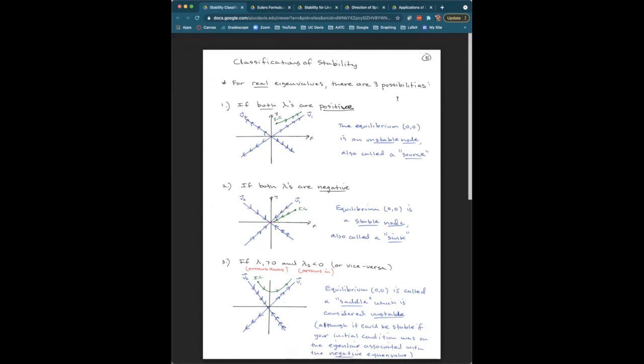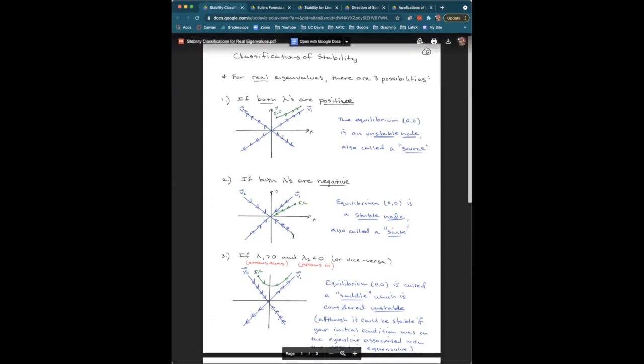On the other hand, if both the eigenvalues are negative, then the arrows are going to point inward towards the origin. And the equilibrium being 0, 0 is going to be a stable node because everything's going to point in towards it. It's also called a sink, right? If you think about a sink, everything drains, everything goes to the drain. Where the first thing here is a source, everything goes away from a source. It is the place where everything starts to move.